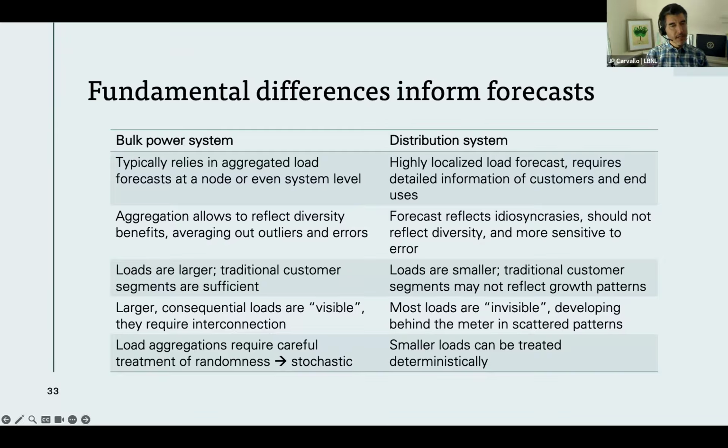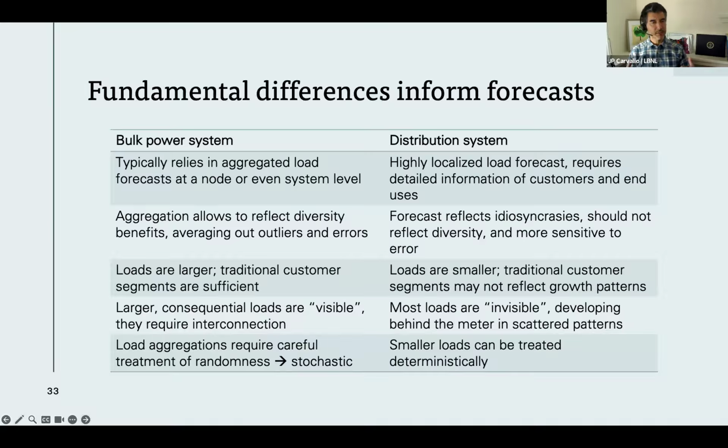and represents it at that level. In contrast, the distribution system has and requires highly localized load forecasts because it's trying to represent very specific behaviors of specific customers within a feeder or within a service territory. These forecasts require much more detailed information about which customers are represented in the forecast, and eventually what types of end uses are being used by those customers, as Alison mentioned, specifically to feed into end use based load forecasting. On the second point here, the aggregation of large loads allows us to reflect diversity benefits inherently.